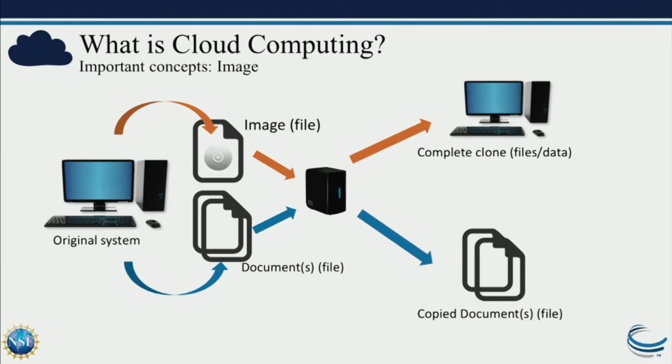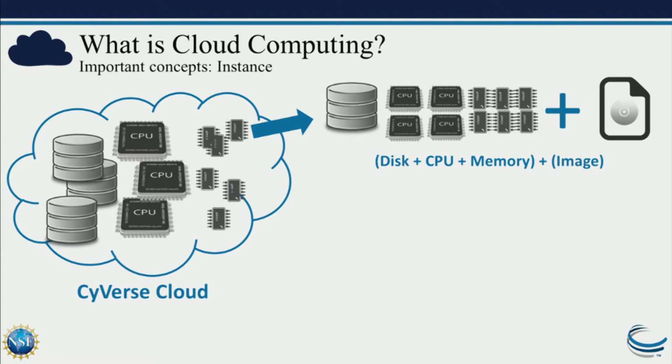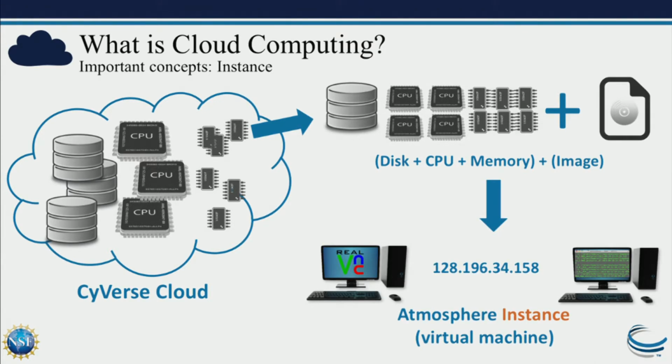The second piece of vocabulary is something called an instance. Within the CyVerse cloud, there are physical resources like hard drives and CPUs and RAM, memory. So when you are coming to CyVerse to use the CyVerse Atmosphere cloud, you're asking for a certain amount of those. You tell us how much you need, and in order to build a computer, you actually do need an operating system, so that's where the image comes in. When you put those two things together, what you end up with is an Atmosphere instance, also known as a virtual machine. This is a remote computer that you can use on demand, and you'll access it at an IP address that we provide for you.